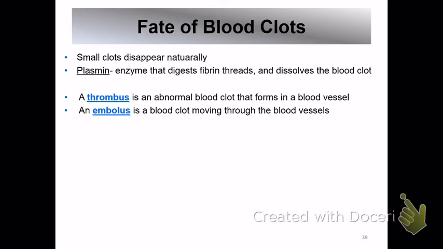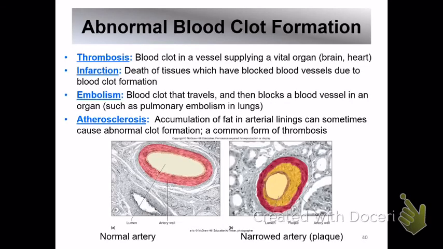Now there's two types of blood clots that we'll focus on. A thrombus is an abnormal blood clot that forms in blood vessels. So you want to know that word. Highlight that. And I do that all the time. An embolus is a blood clot that's moving. So embolus, moving, is a blood clot moving through the blood vessels. Thrombus is an abnormal blood clot that forms in the blood vessels. So highlight both of those things.